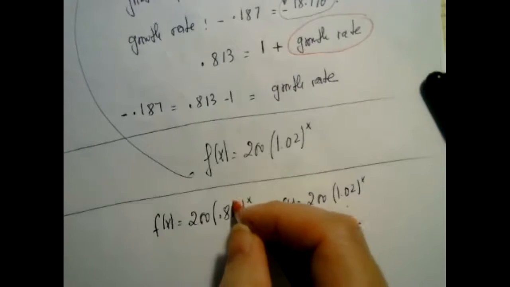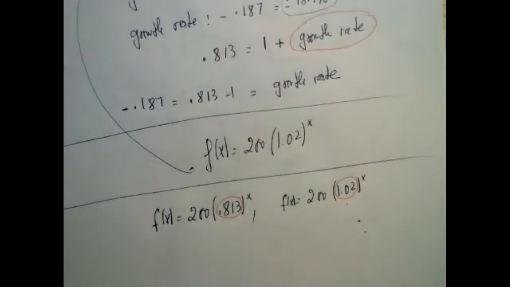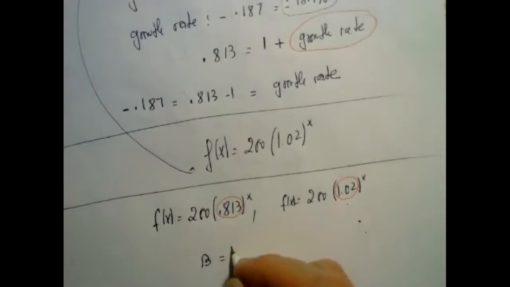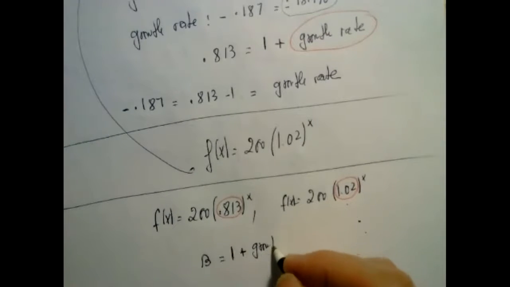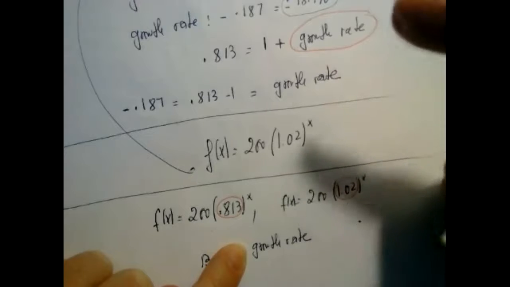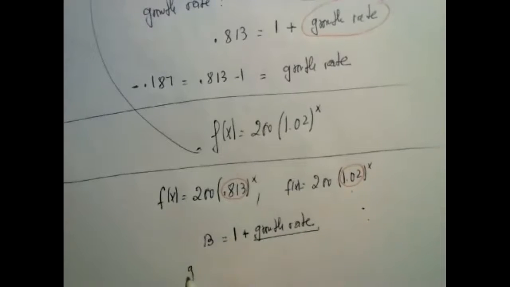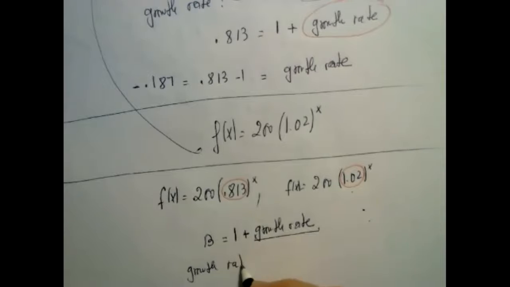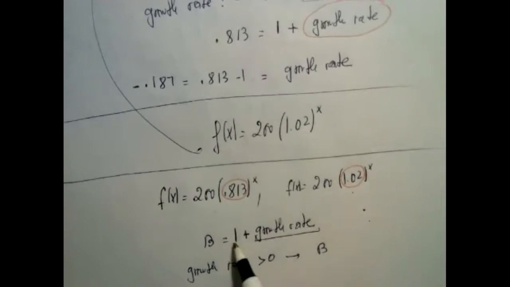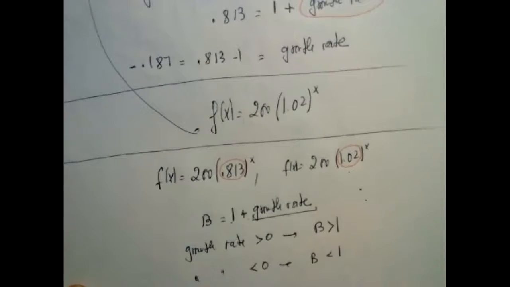What's going to really tell us is the B. This is going to be our guide in the following sense. Remember that the B is 1 plus the growth rate, which could be positive or negative, depending on whether we're increasing or decreasing. If the growth rate is positive, then the B is 1 plus something. It's going to be bigger than 1. If the growth rate is negative, it means I'm taking something away from the 1, so B would be less than 1.